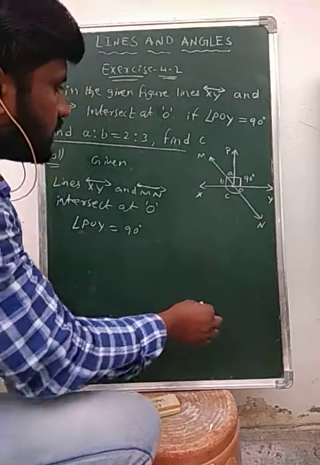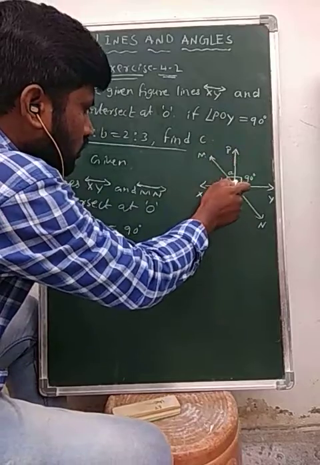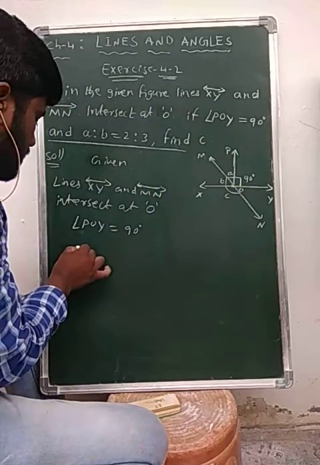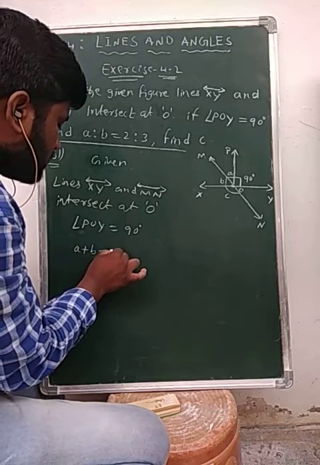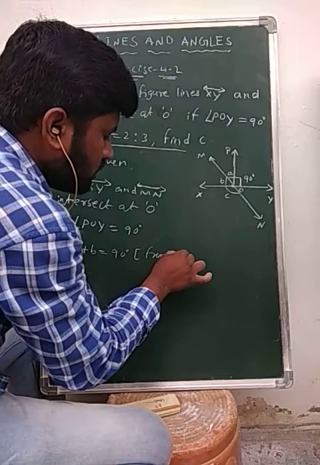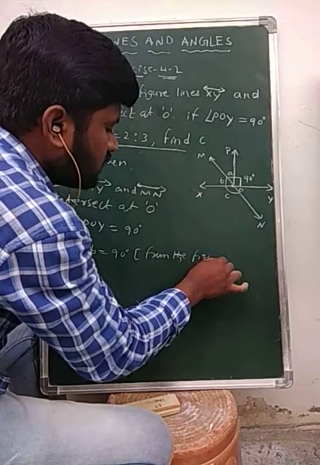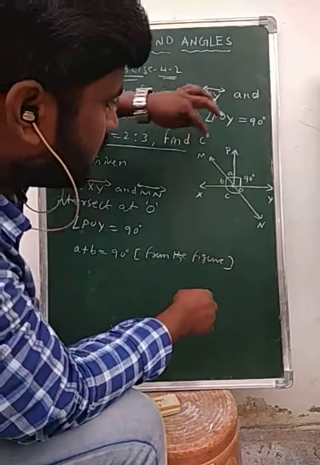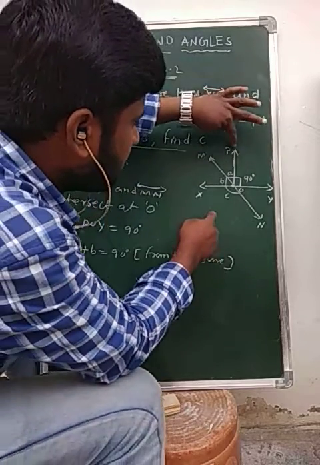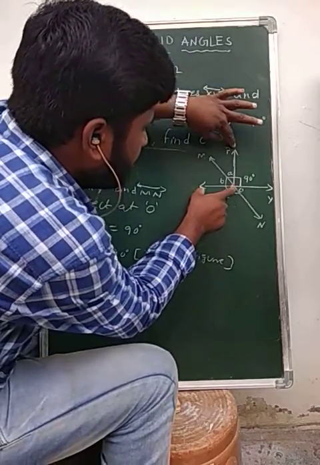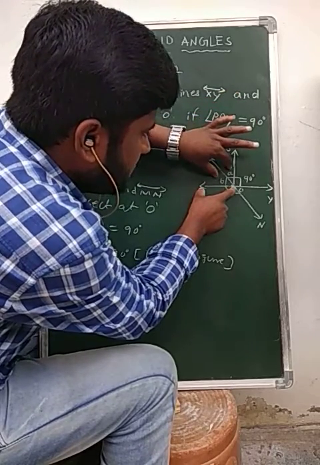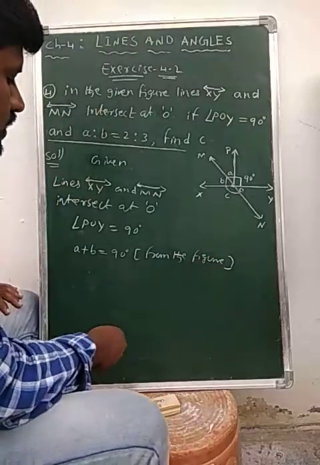In the same manner, POX is also 90 degrees only. That is nothing but A plus B is equal to 90 degrees. That is from the figure. You just observe now. POY is 90 degrees. In the same manner, POX is also 90 degrees. That is nothing but, if you add the two, that is also equal to 90.